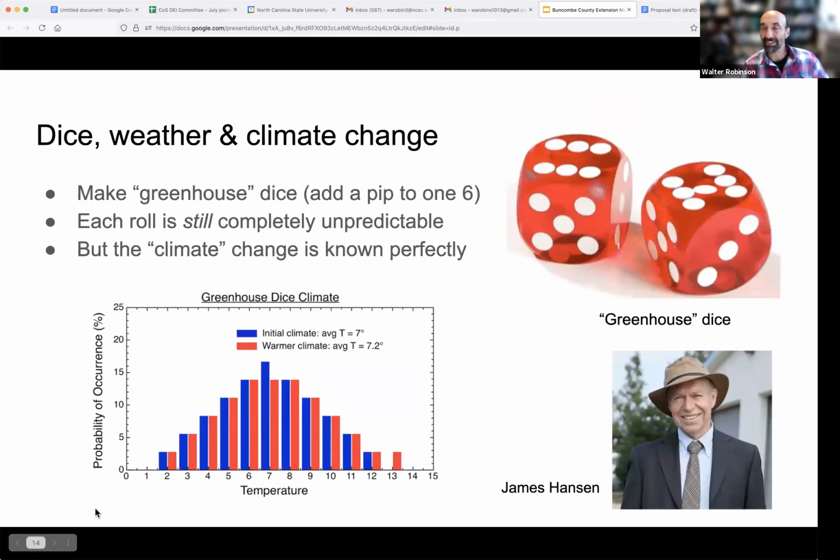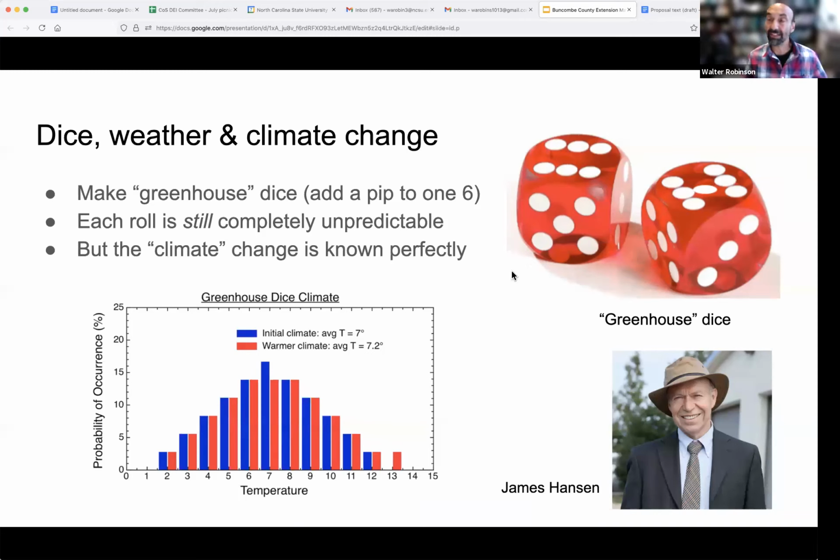So let's extend this to climate change. This is an idea from James Hansen, a famous climate scientist. He was at NASA. He's now at Columbia University. He retired from NASA several years ago. And he said, let's consider the idea of greenhouse gas. There are various ways you can do this. The way I like to think about it, let's just take one die and add a seventh pip to the sixth. So that's our greenhouse dice.